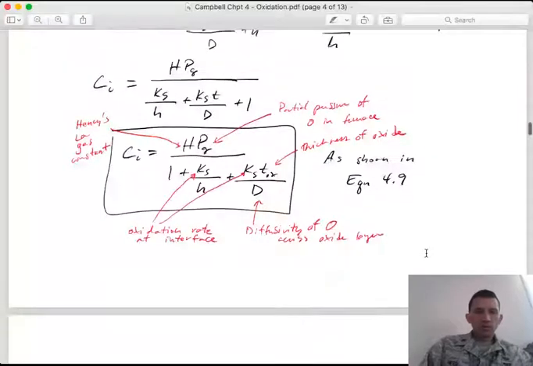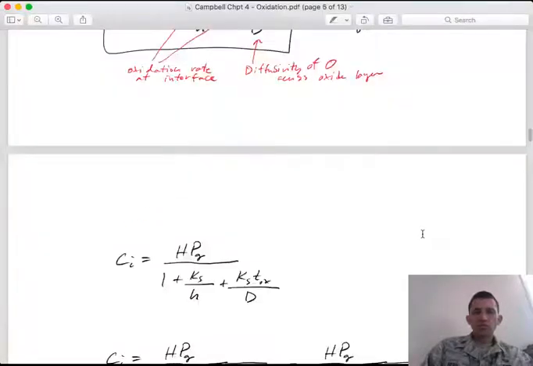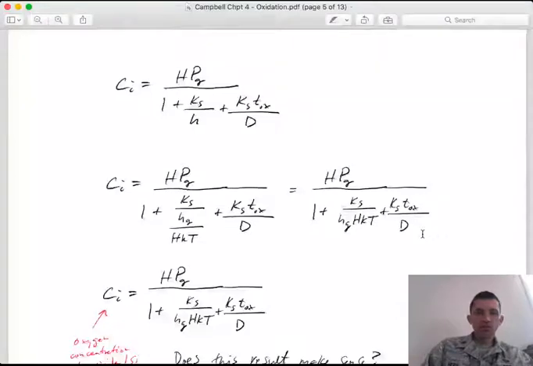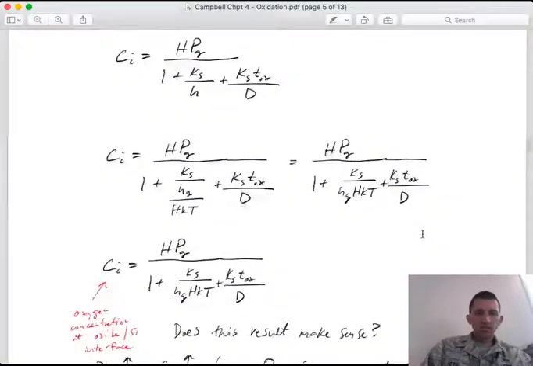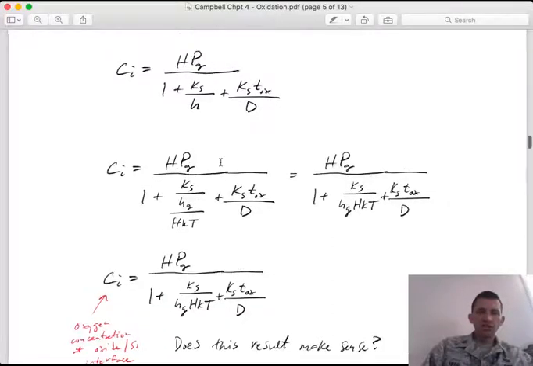Okay, so let's see if we can use this expression to confirm some of our intuition about what should affect the rate of oxide growth. So I'm going to take this expression and expand it slightly by plugging back in this expression for the mass transfer coefficient and Henry's law constant, right, in K and T, because that's buried into this H term.